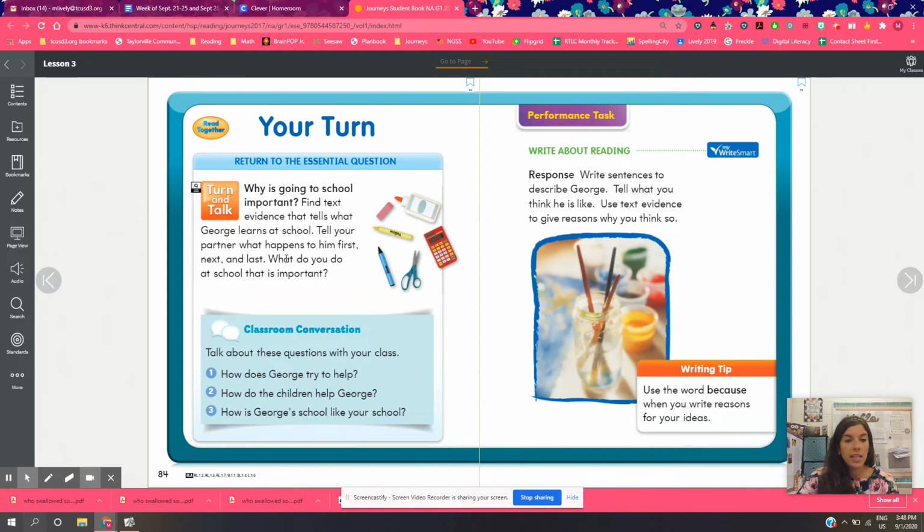So we already did the first, next, and last together. So I want you to talk with a parent or someone you're doing your schoolwork with about what you do at school that is important. And then I want you to have this conversation together. Talk about these questions with your class, but since we can't do it with our class, you can just do it with a parent or whoever you're doing this work with.